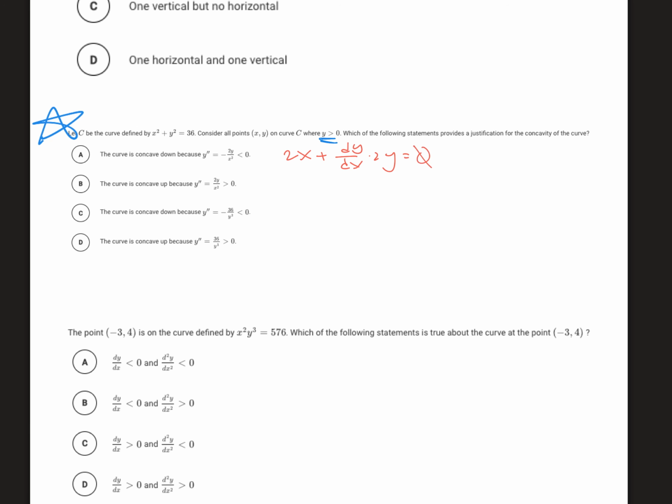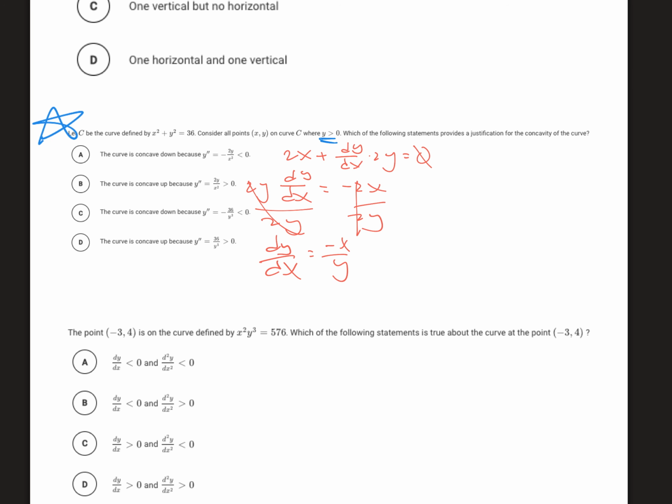Let's go ahead and isolate. So dy/dx equals 2 times 2y equals negative 2x. Subtract 2x from both sides. Divide by 2y on both sides. dy/dx equals negative 2x over 2y. Simplify, please. 2 divided by 2 is 1. Negative x over y. I asked you to simplify because it's going to make your second derivative a lot easier. We're on the first derivative. We've got to do it again.